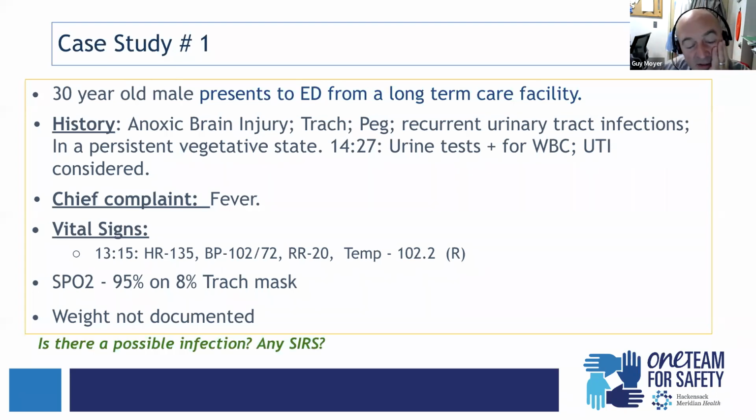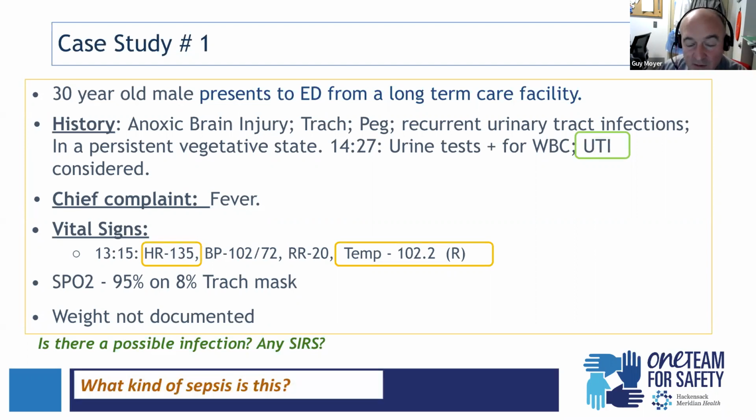Is there a possible infection based on this history and the criteria that are presented? Any SIRS criteria that you can identify? So let's look and see what we can identify. So possible diagnosis here: urinary tract infection. We have an elevated heart rate. It's 135. In addition, the patient is febrile, 102.2. So what kind of sepsis have we identified? We're getting on the train here.